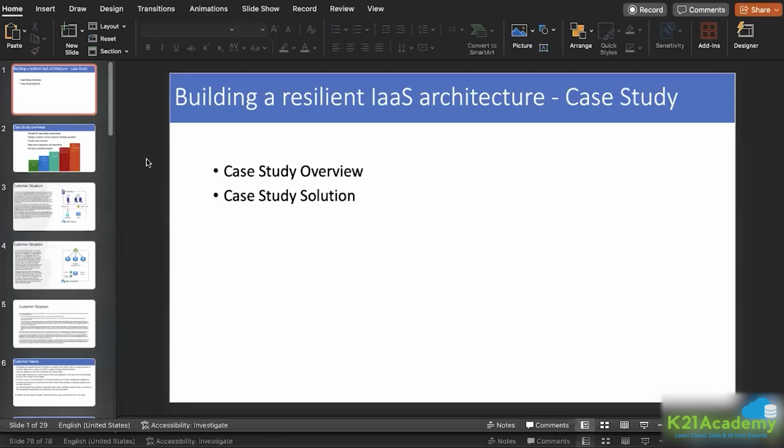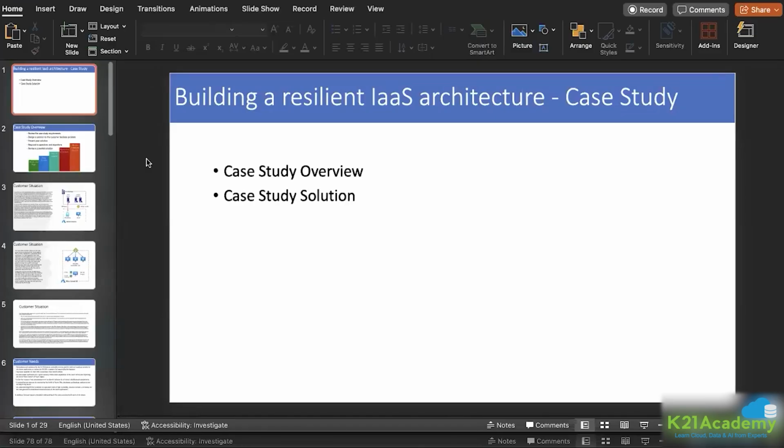So we'll understand the problem statement, the technical side of the problem statement. We will understand the business goal the customer has, and to achieve or fulfill that business goal, what kind of solution approach you can take, and then you may provide that solution to your customer. That's something we will go through in this whole case study discussion.